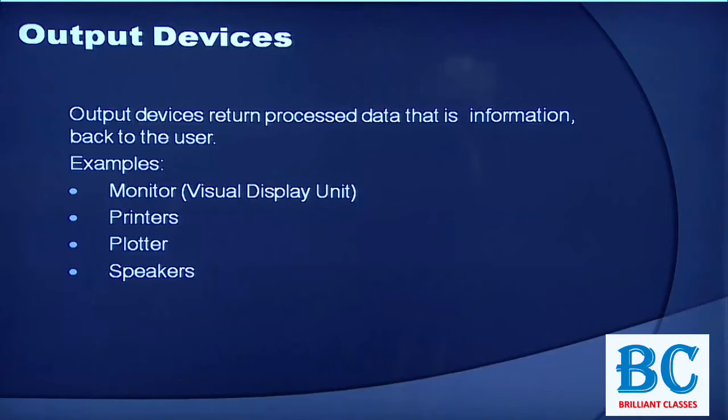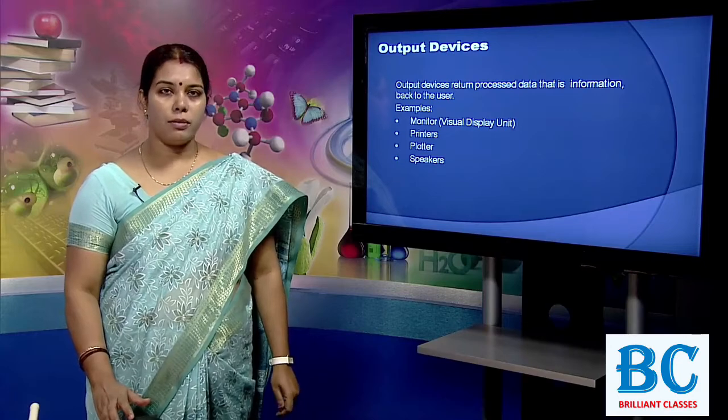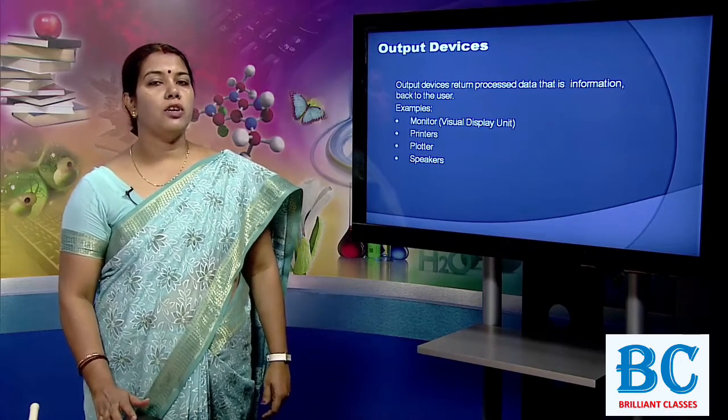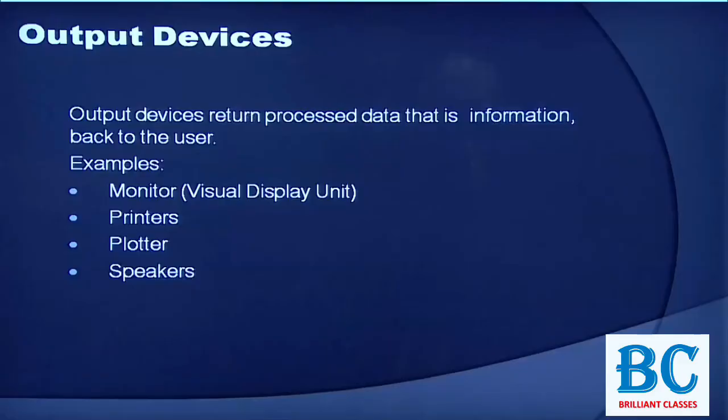Now let us see the output devices. So what is an output device? Output devices return processed data, that is information, back to the user. Some of the commonly used output devices are monitor, printers, plotter, speakers. Let us see them one by one.